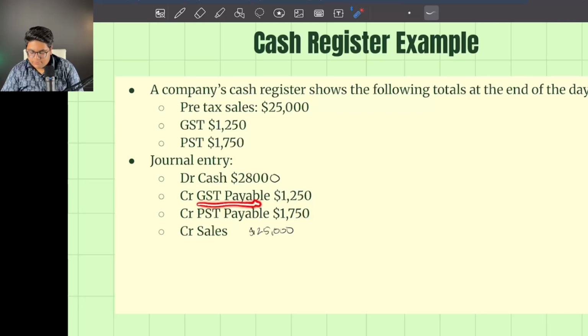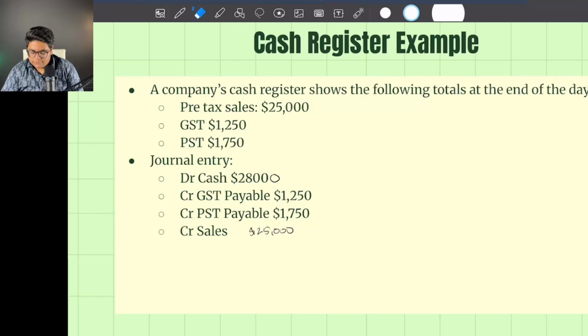So GST payable, this is a liability. Remember, when you increase your liability, you have to credit it. You have to pay $1,250 to the CRA for your GST. This is a credit. You have to pay $1,750 to the CRA. Maybe not the CRA, but the provincial sales tax, and this is a liability, so you have to credit it.